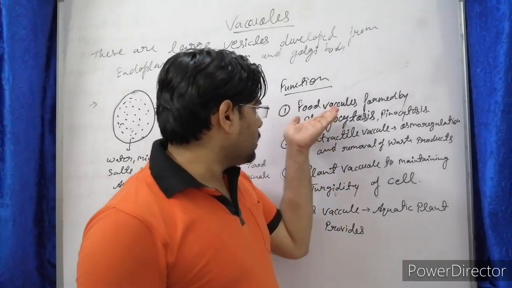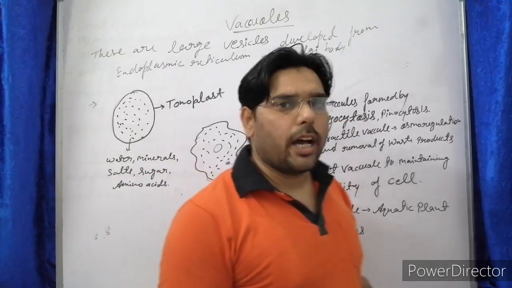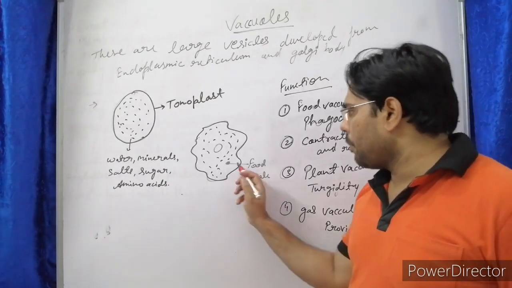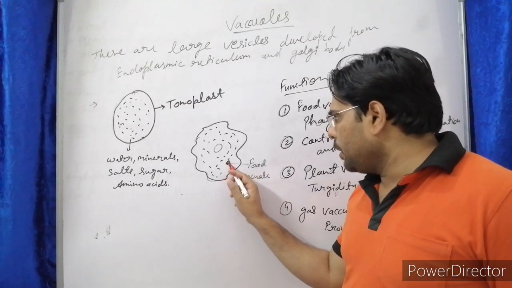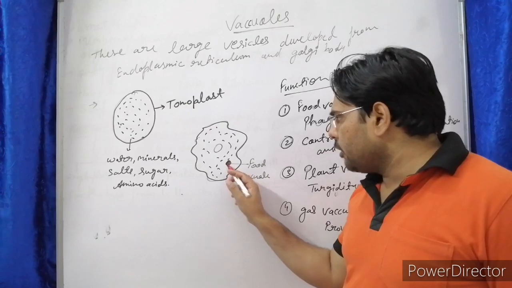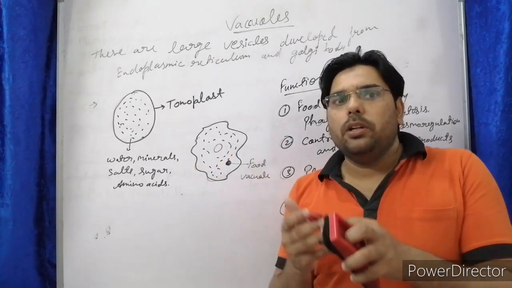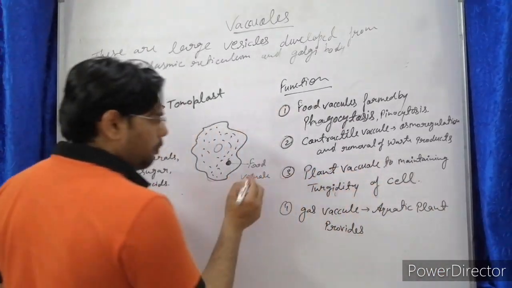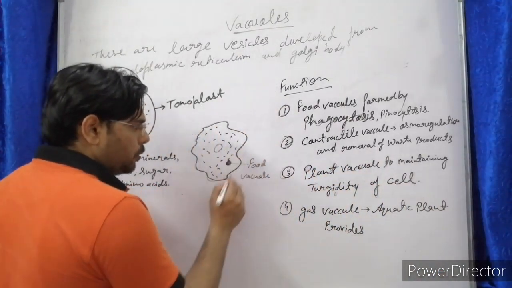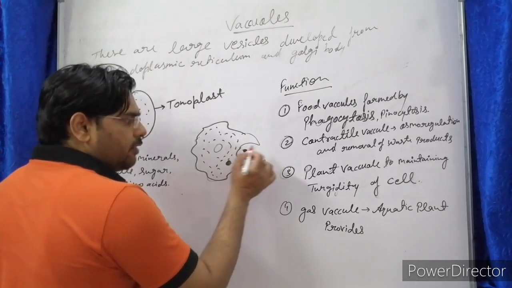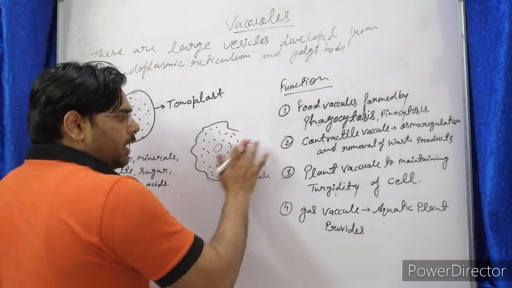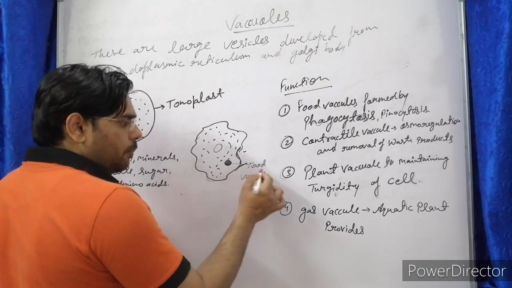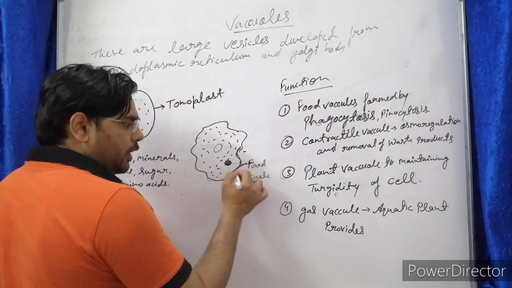Number one is food vacuoles. What are food vacuoles? Like this is a protozoa, amoeba. Amoeba is a protozoa. In amoeba, the food vacuole is present when amoeba engulfs food due to phagocytosis. Phagocytosis you have studied in previous classes also. Amoeba produces its false feet, engulfs the food material into the body, and after engulfing it forms a vacuole over the food material, that is called a food vacuole.